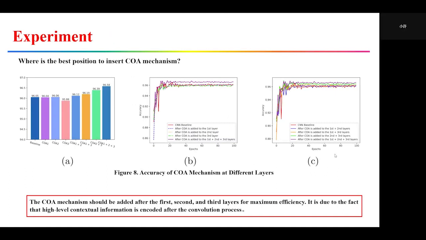Next, in this slide, we will introduce where is the best position to insert the COA mechanism. The result is shown in Figure 8. The COA mechanism should be added after the first, second, and third layers for maximum efficiency. It is due to the fact that high-level contextual information is encoded after the convolution process.